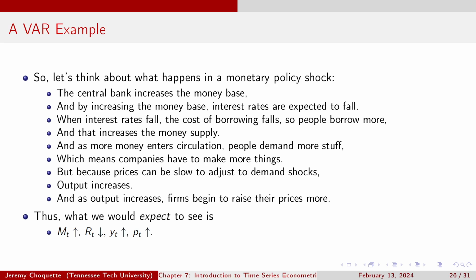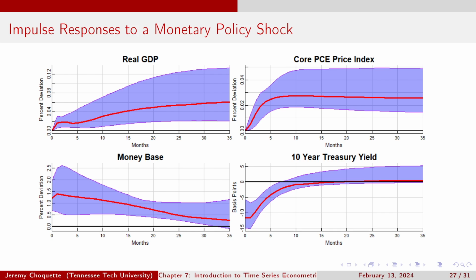So what you would expect to see is an increase in M, or the money base, a reduction in the nominal interest rate, R, an increase in prices, P, and then presumably an increase in output as well. But maybe that's a little uncertain. We don't know if output's going to go up or down. Well, actually, we can look at this and say, hey, output probably increased. So what are we looking at? Well, these are a set of impulse responses for the four variables that I was estimating.